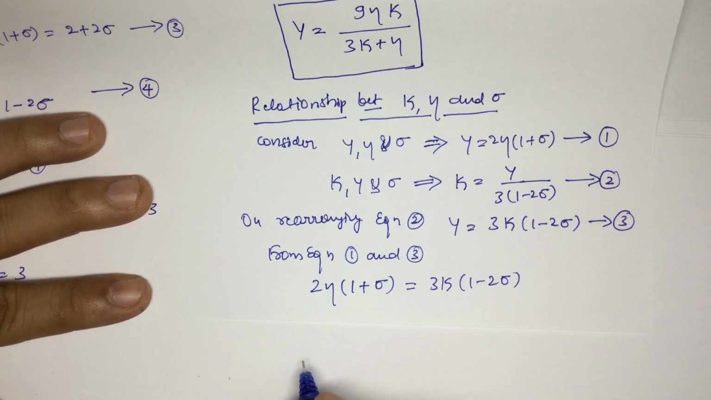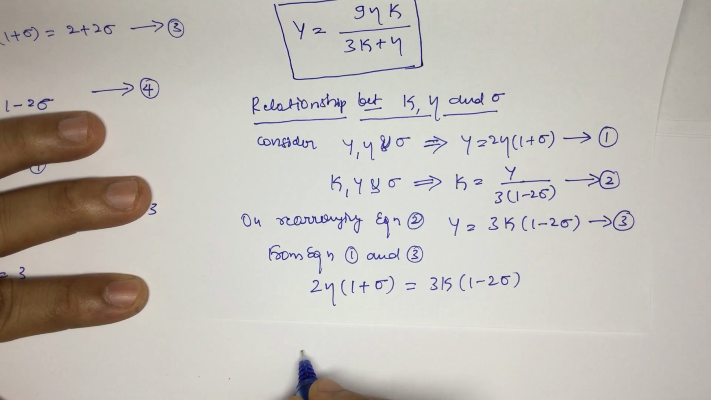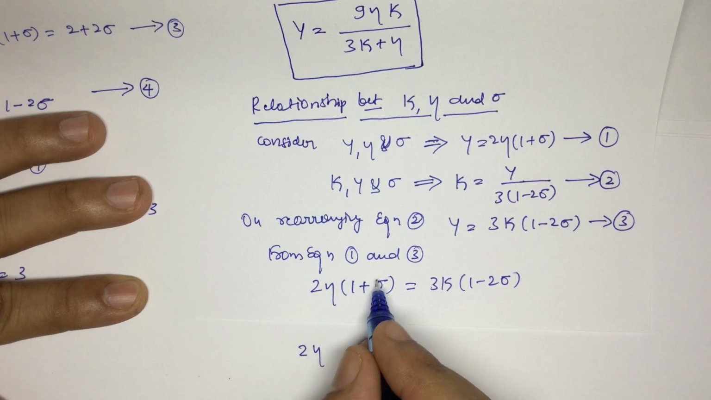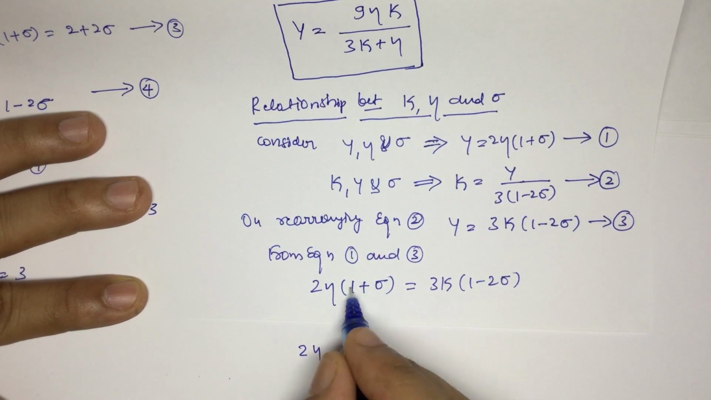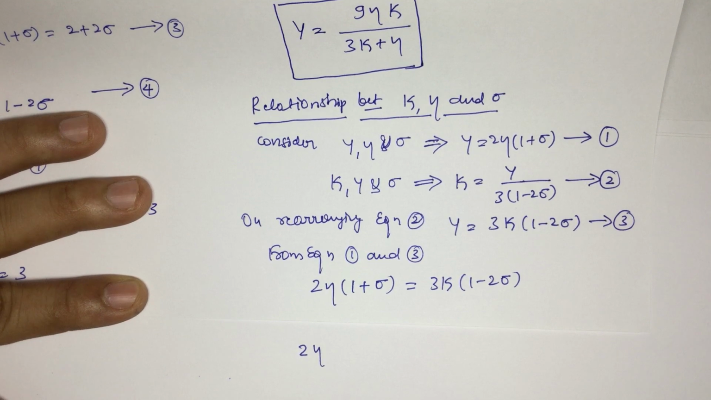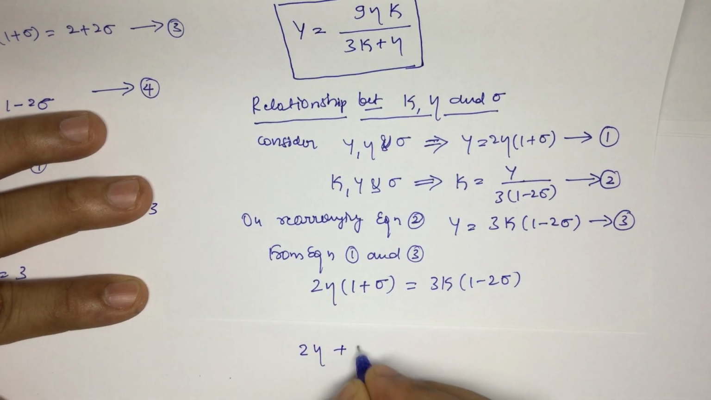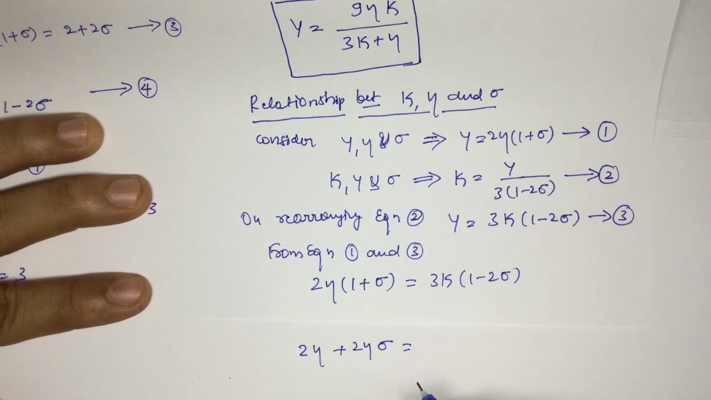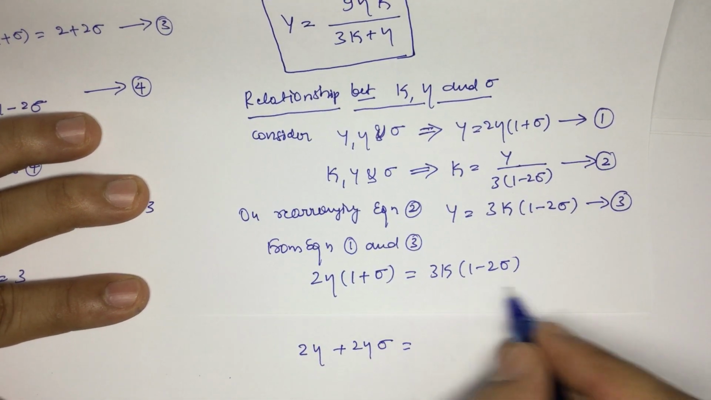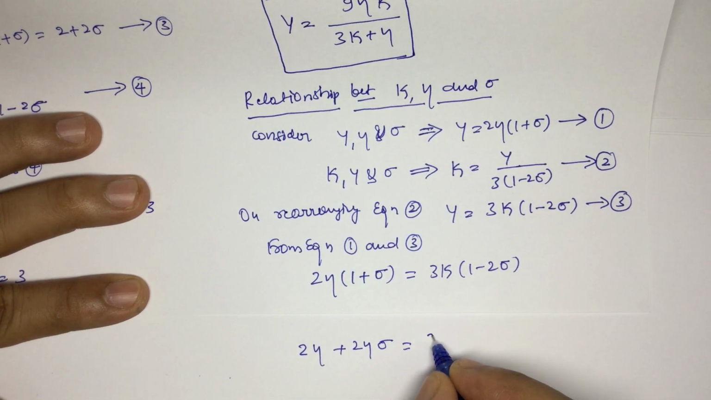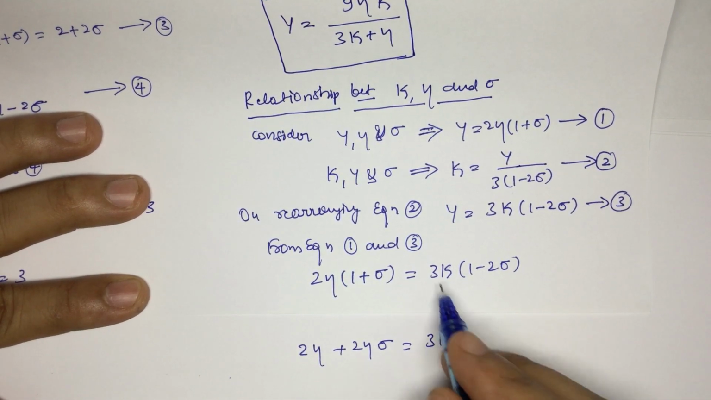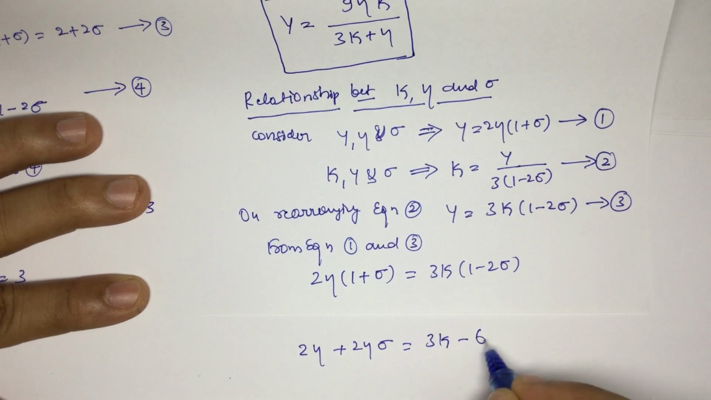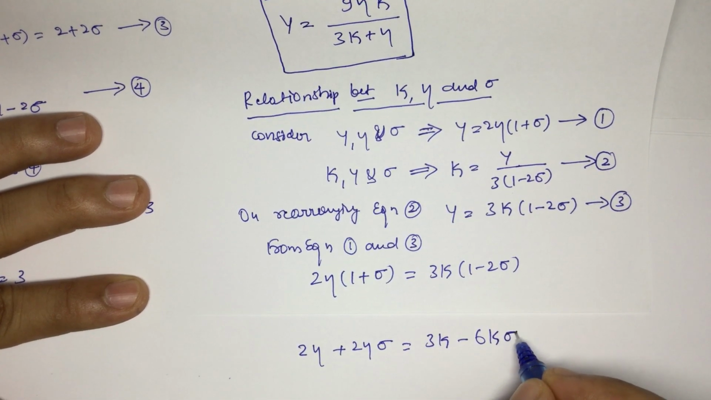Now let us simplify this. Distribute 2 eta, multiplying this term to each factor here. This is 2 eta plus second term 2 eta sigma. And the RHS becomes 3k minus, here 3 into 2 is 6k sigma.